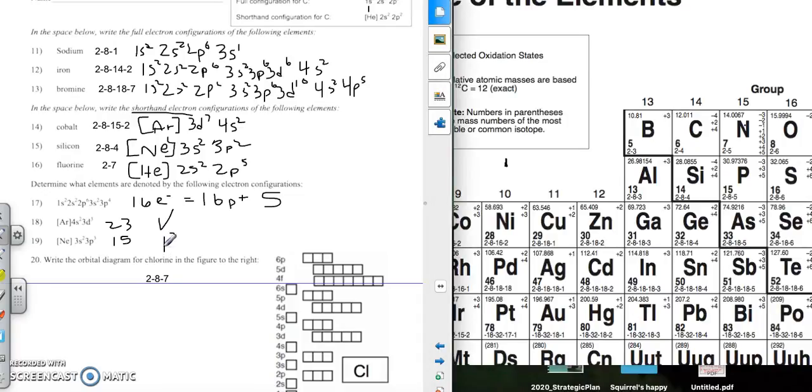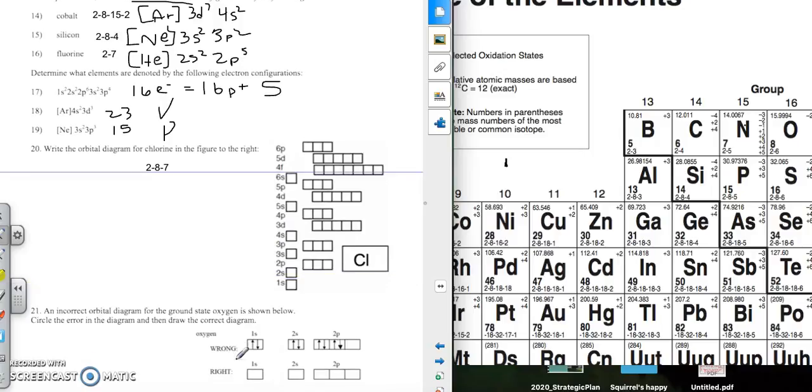All right, the last problem on this page is going to ask us, or it's not the last problem, but we're going to write the orbital diagram for chlorine in the figure to the right. So 2-8-7, so 2 electrons in the lowest energy level, the principal energy level number 1. So that's this area right here.